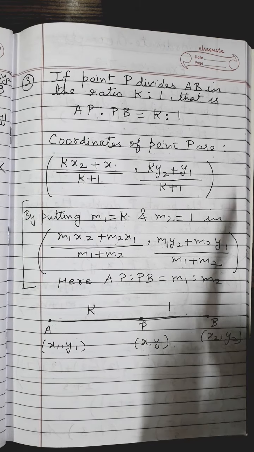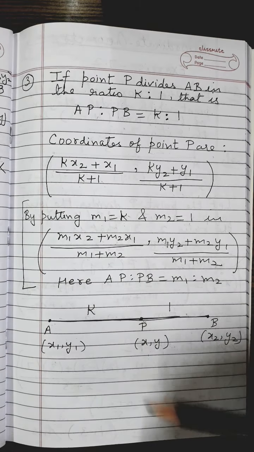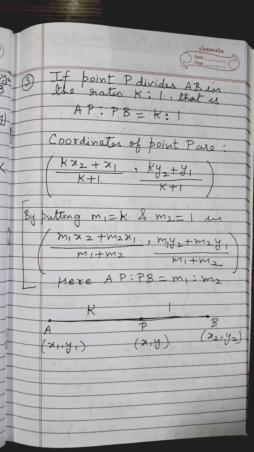So these are the three formulas. Based on the section formula, you have two special cases which you have to learn in order to do this exercise 7.2. I hope it is clear to you.